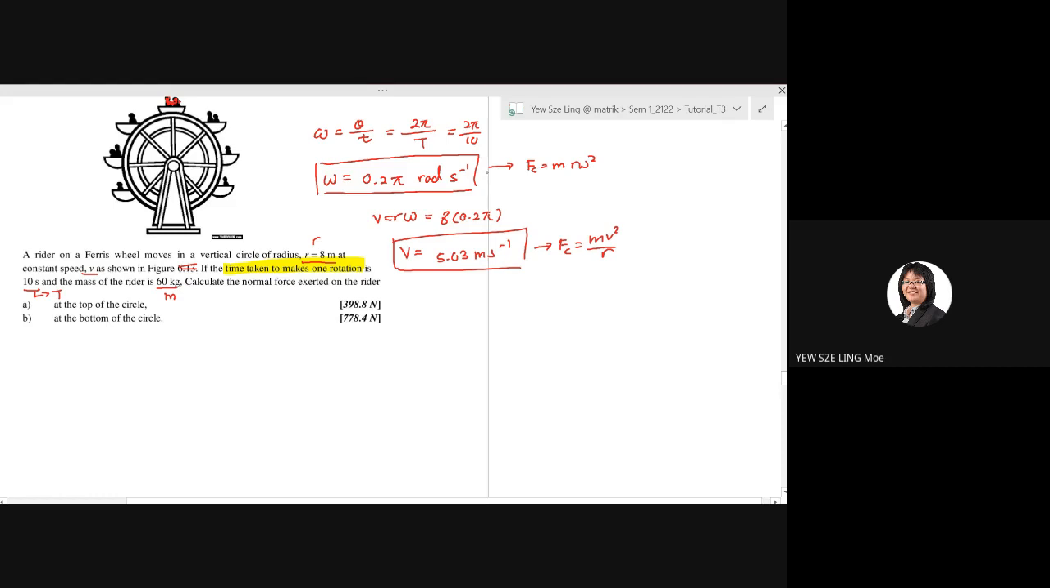Mana-mana saja, okay? Tak ada salah, tak ada betul. Yang penting kamu guna equations yang betul. Kalau omega, Fc equals m r omega squared. Kalau v, Fc equals m v squared over r.